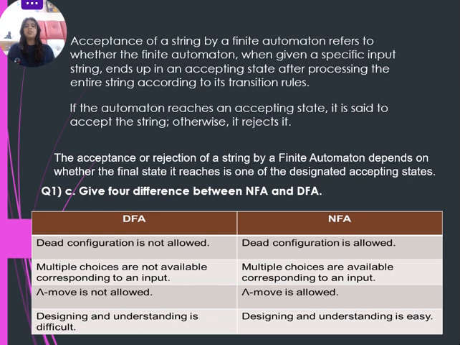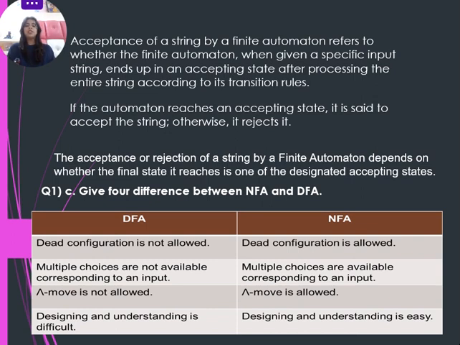Now we will move forward to the third part of the first question, that is, give four differences between NFA and DFA. NFA means non-deterministic finite automaton and DFA means deterministic finite automaton. So firstly we will see DFA. In DFA, dead configuration is not allowed, while in NFA, dead configuration is allowed.